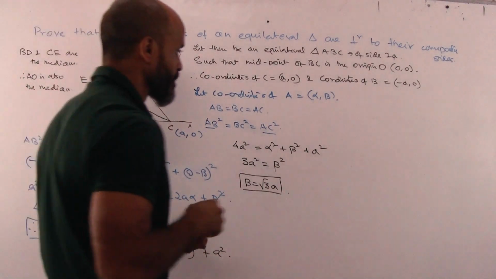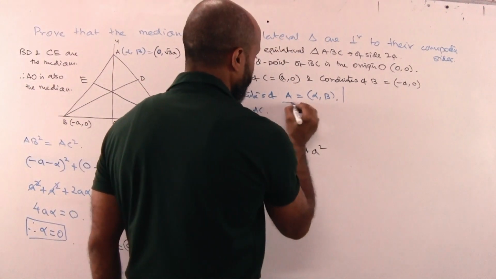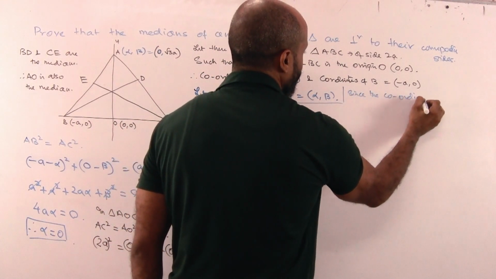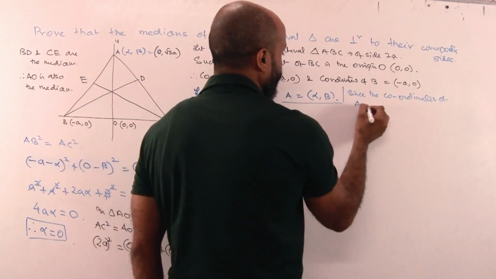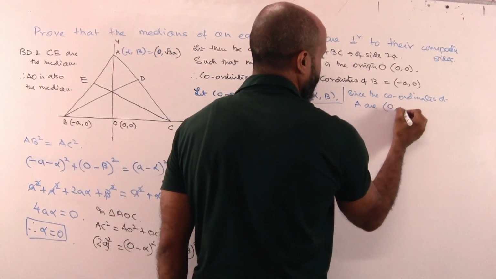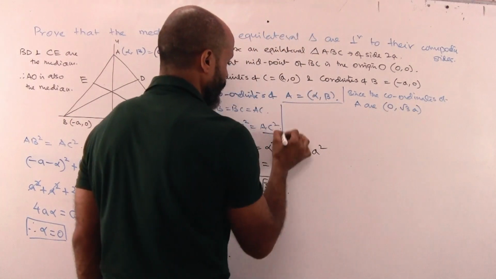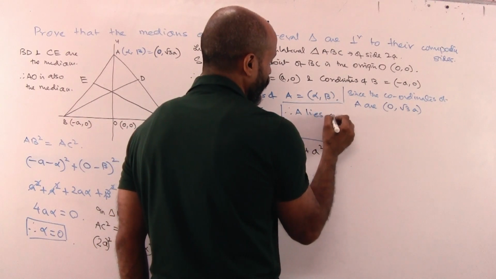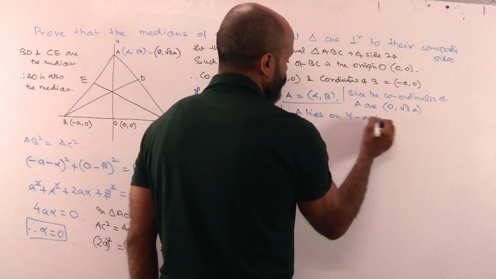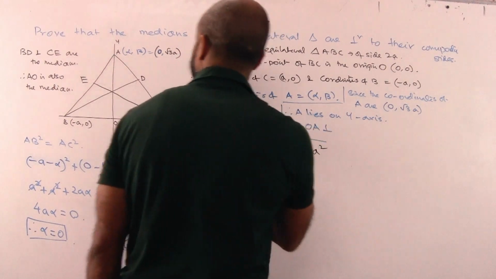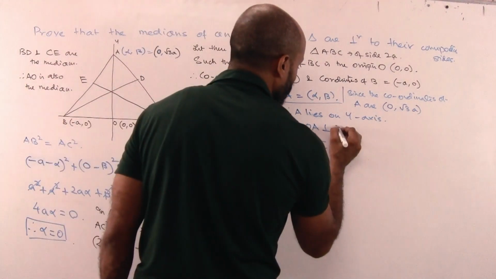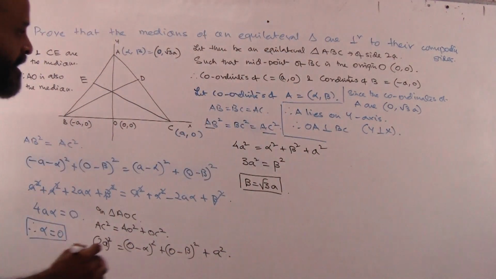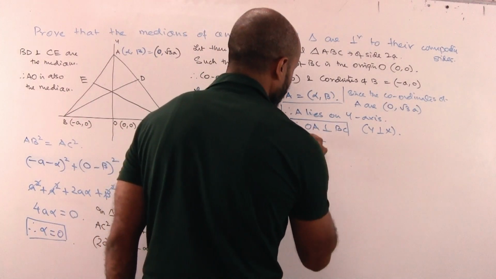Since the coordinates of A are 0 and under root 3a, we can say that A lies on the y axis. Therefore OA is perpendicular to BC, as the y axis is obviously perpendicular to the x axis. So OA is perpendicular to BC. This is something that we prove.